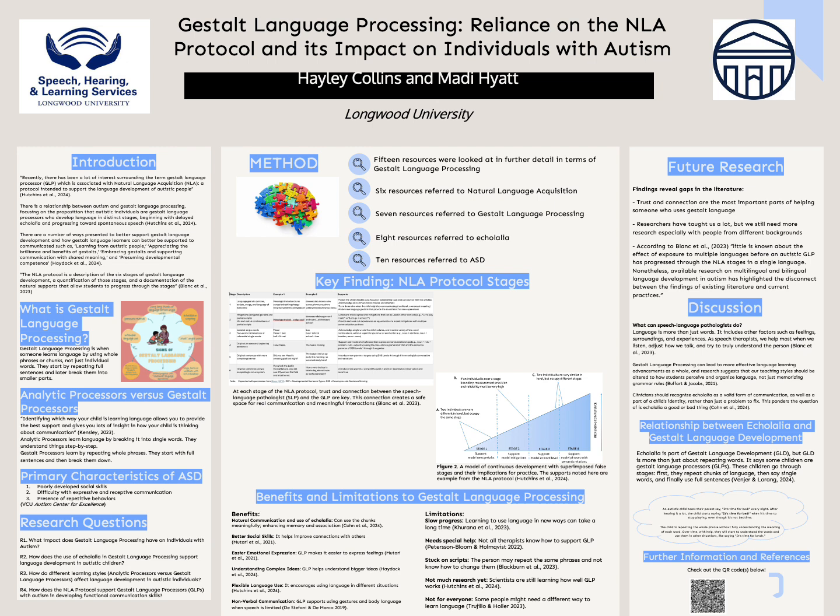For the methods, 15 resources were looked at in further detail in terms of Gestalt language processing. 6 of those resources referred to natural language acquisition, 7 resources referred to Gestalt language processing, 8 resources referred to echolalia, and 10 resources referred to ASD. Additionally, for our key findings, we found that there were many benefits to Gestalt language processing, as seen below.